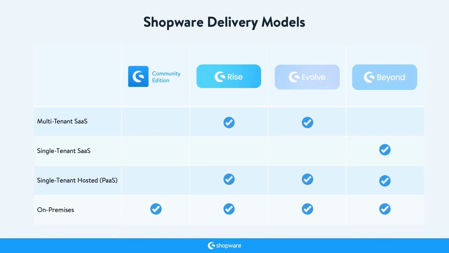Shopware offers various deployment models to suit different merchant needs. Let's take a closer look at each of the 4 deployment models. First, there is the multi-tenant SaaS model, which is available through Shopware Rise and Evolve.